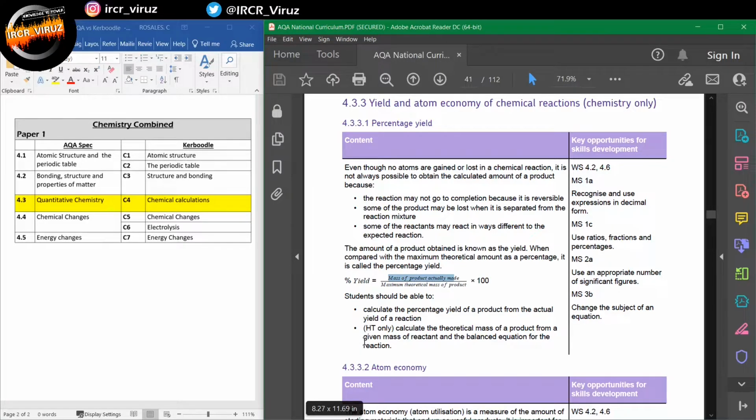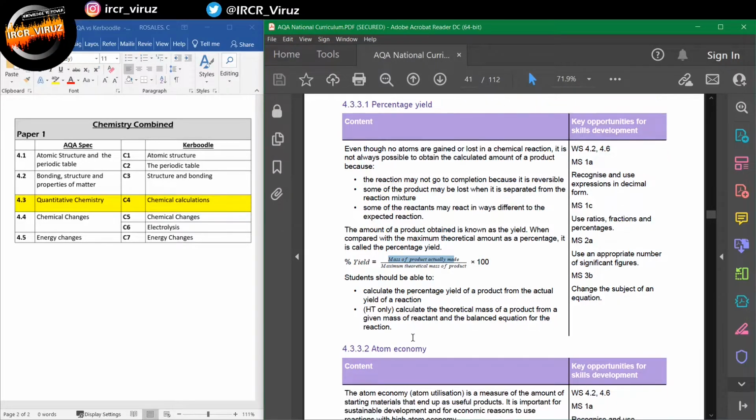For higher only, you're going to have to calculate the theoretical mass of the product from the given mass of the reactant and the balanced equation for the reaction. This will probably take you a step further than the first part. But again, if you are doing higher, you should be a little bit more familiar with the next steps. It's just a matter of making sure that you read the questions properly and you put the correct figures in the correct side of the equation.